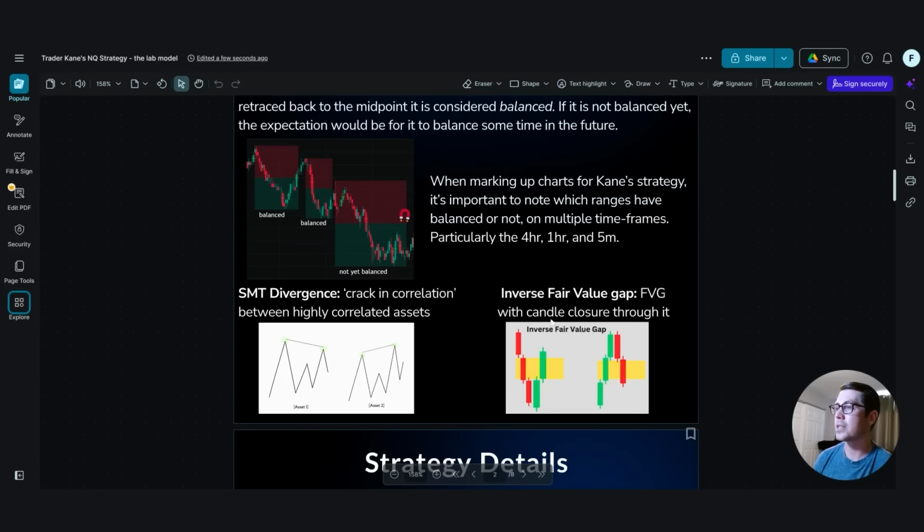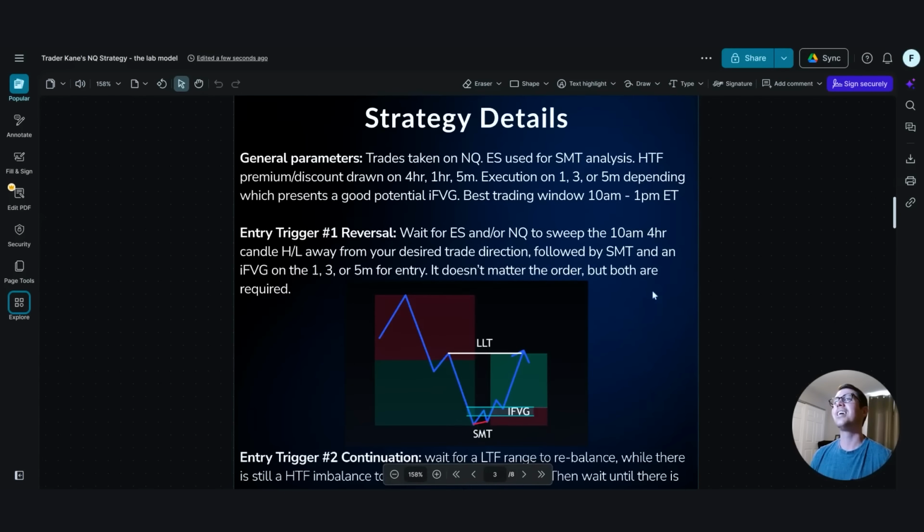And then lastly, he uses inverse fair value gaps. It's a pretty well-known concept we've gone over a few times, but it's basically a fair value gap that's established with non-overlapping candles, and then price closes back through it. So let's dive into the strategy specifics.